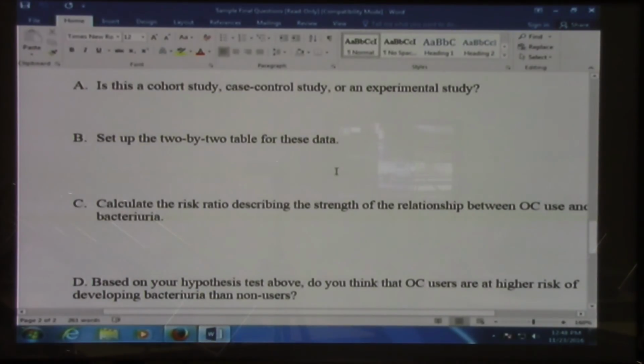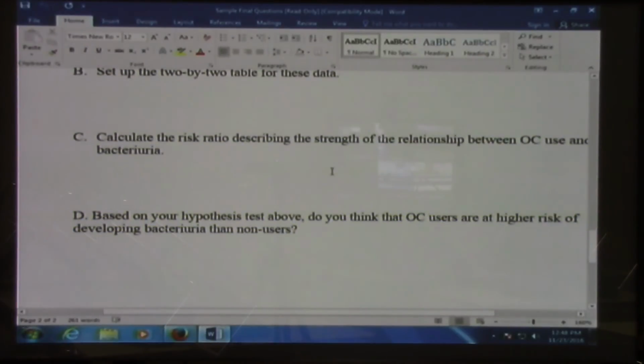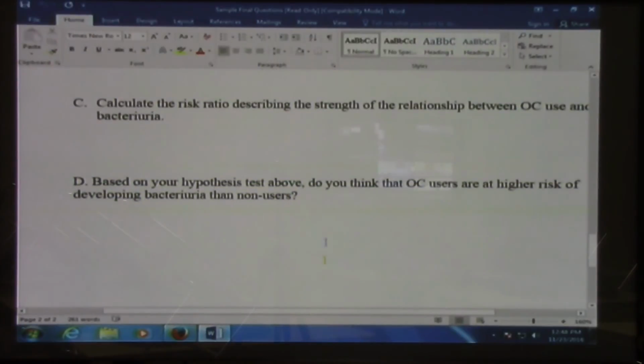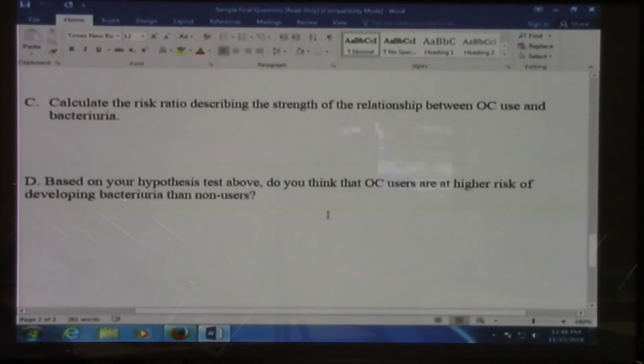So that's a cohort study. We did not start with people who had the infection and go backwards, and we did not tell them to use oral contraceptives or not, which would have been experimental. You could fill in the 2x2 table here. We already wrote it somewhere else. The risk ratio, we calculated that to be 1.4 with a confidence interval 0.9 to 2.1. And based on your hypothesis test, do you think that oral contraceptive users are at higher risk of developing bacteriuria? And the answer is no. The sample evidence was not enough to convince you of that. So you can put that concern to one side.